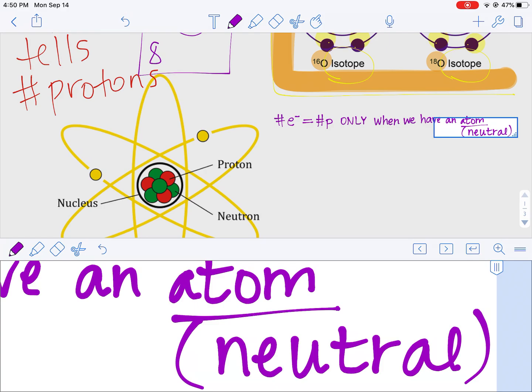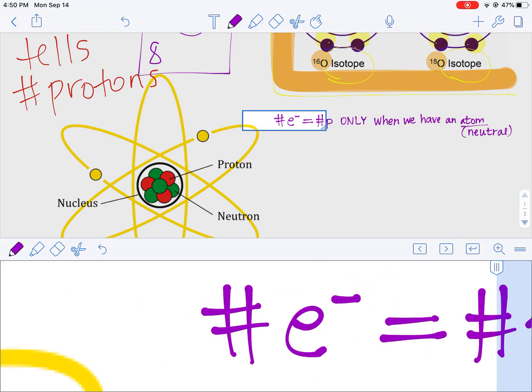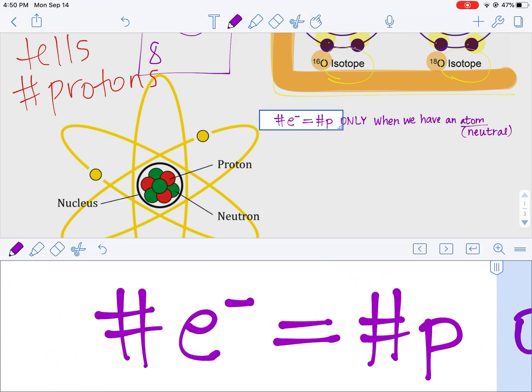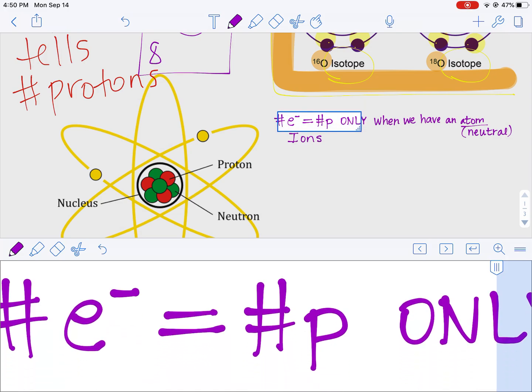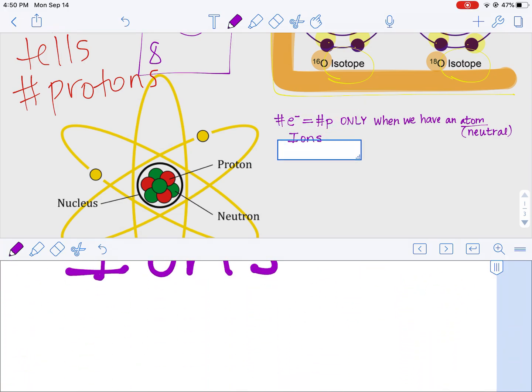So every time you hear the word atom, you automatically know you're talking about a neutral compound. Your negative and your positive have to balance out. Number of electrons equal number of protons. We do have the situation where we have ions. And in that instance, our electrons are not equal to our protons.